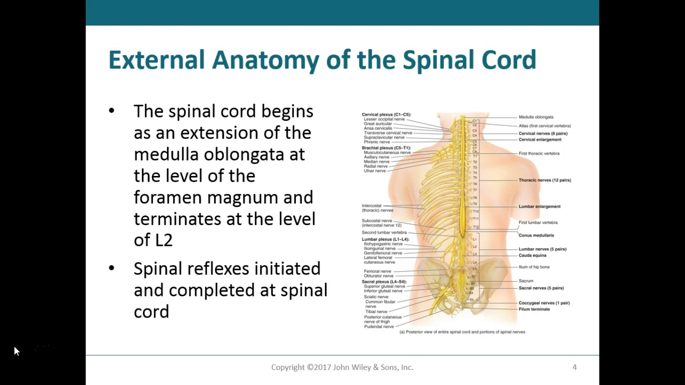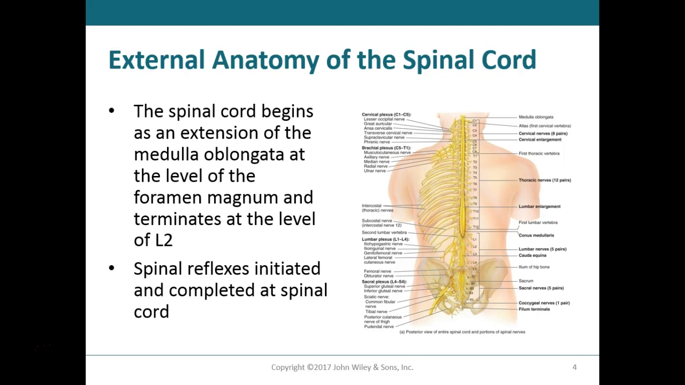You can also see a couple of very conspicuous enlargements. So the superior enlargement that you can see right up here where the spinal cord is much thicker, that's known as the cervical enlargement. So nerves to and from the upper limbs come to and from that cervical enlargement. The inferior enlargement, you can see here, is called the lumbar enlargement, and nerves to and from the lower limbs arise from that lumbar enlargement.